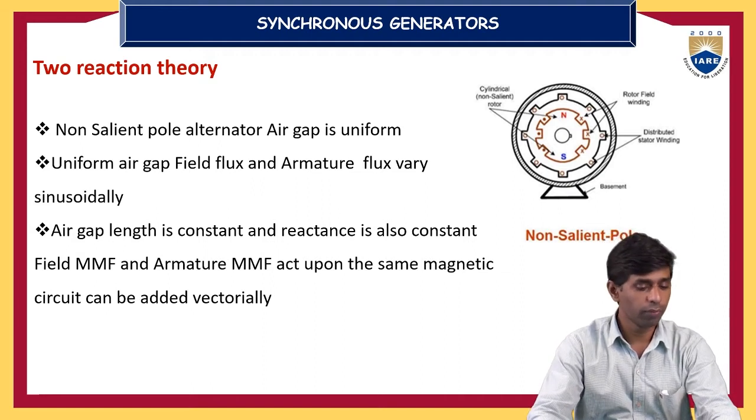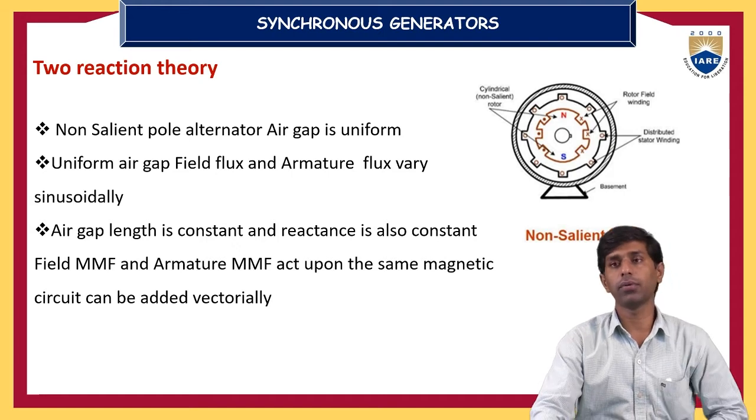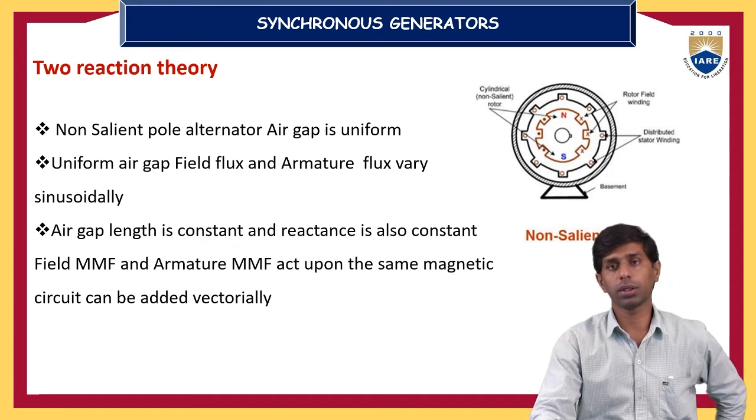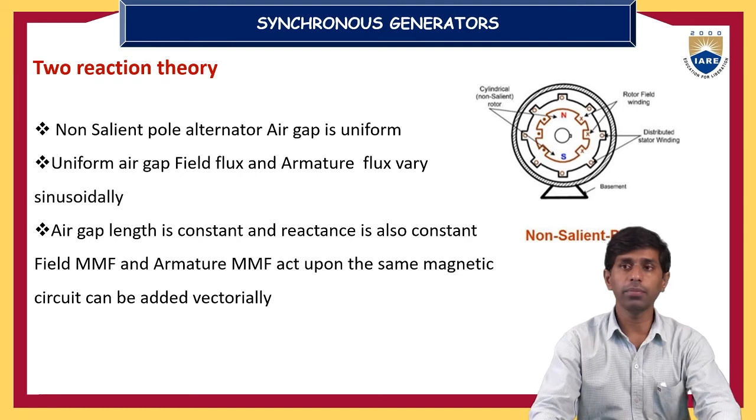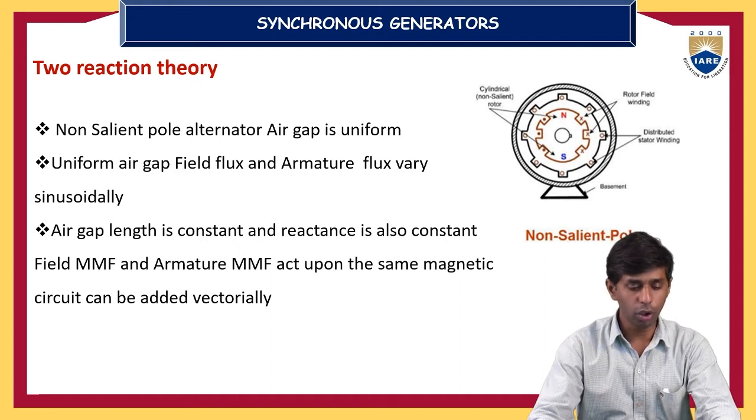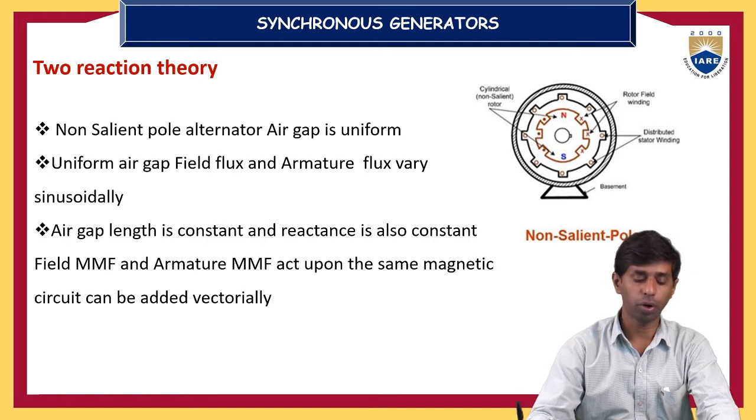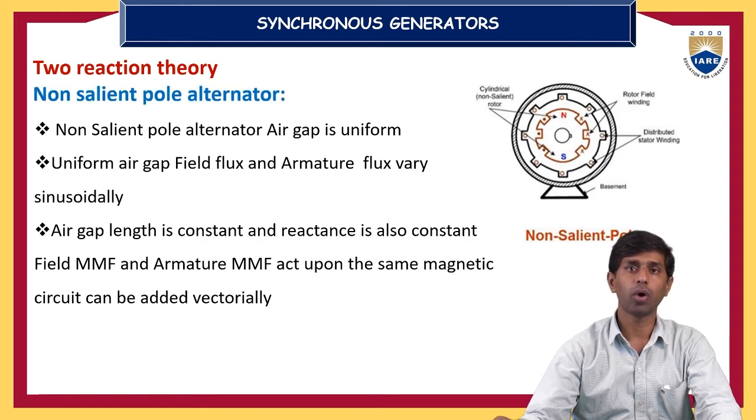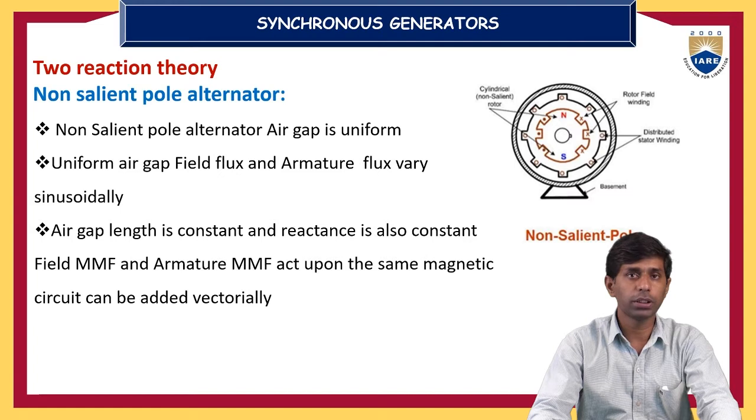We know the alternator has two different types of rotor structures. One is salient pole type, and the other is non-salient pole type. We can also call them projecting pole rotor and cylindrical rotor or wound rotor type synchronous generators. And we know in a non-salient pole alternator, the air gap is uniform.